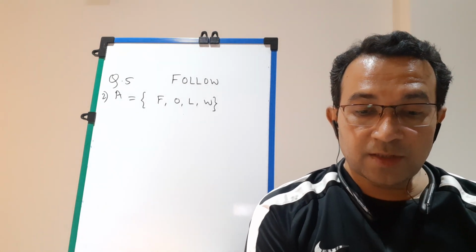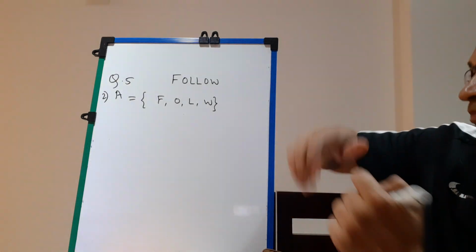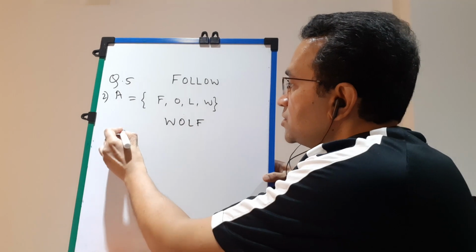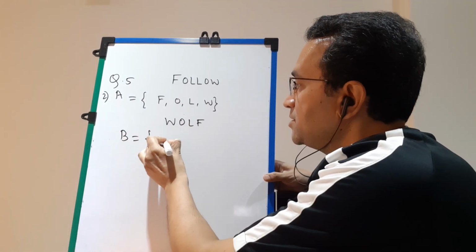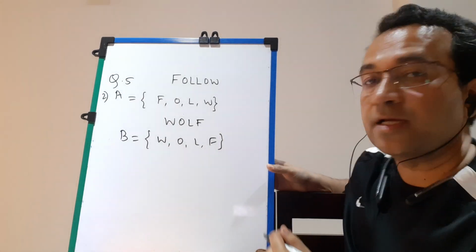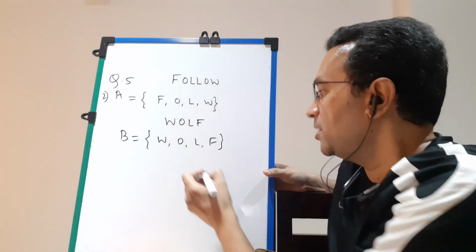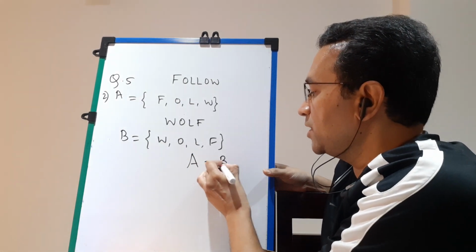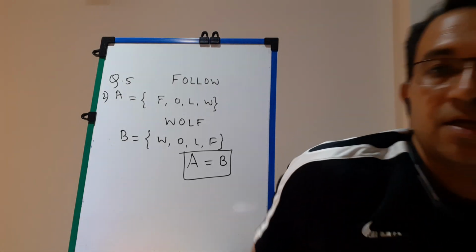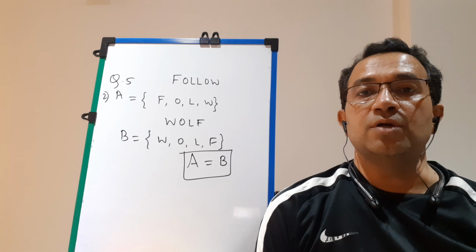Then B is equal to Y such that Y is a letter of the word wolf. Now spelling of wolf. So set B will be having elements W, O, L, F. All these are distinct. Check. Number of elements are same and the corresponding elements are also same. So according to the definition of equal sets, A and B are equal, students. So definitely, students, we can say that A is equal to B.